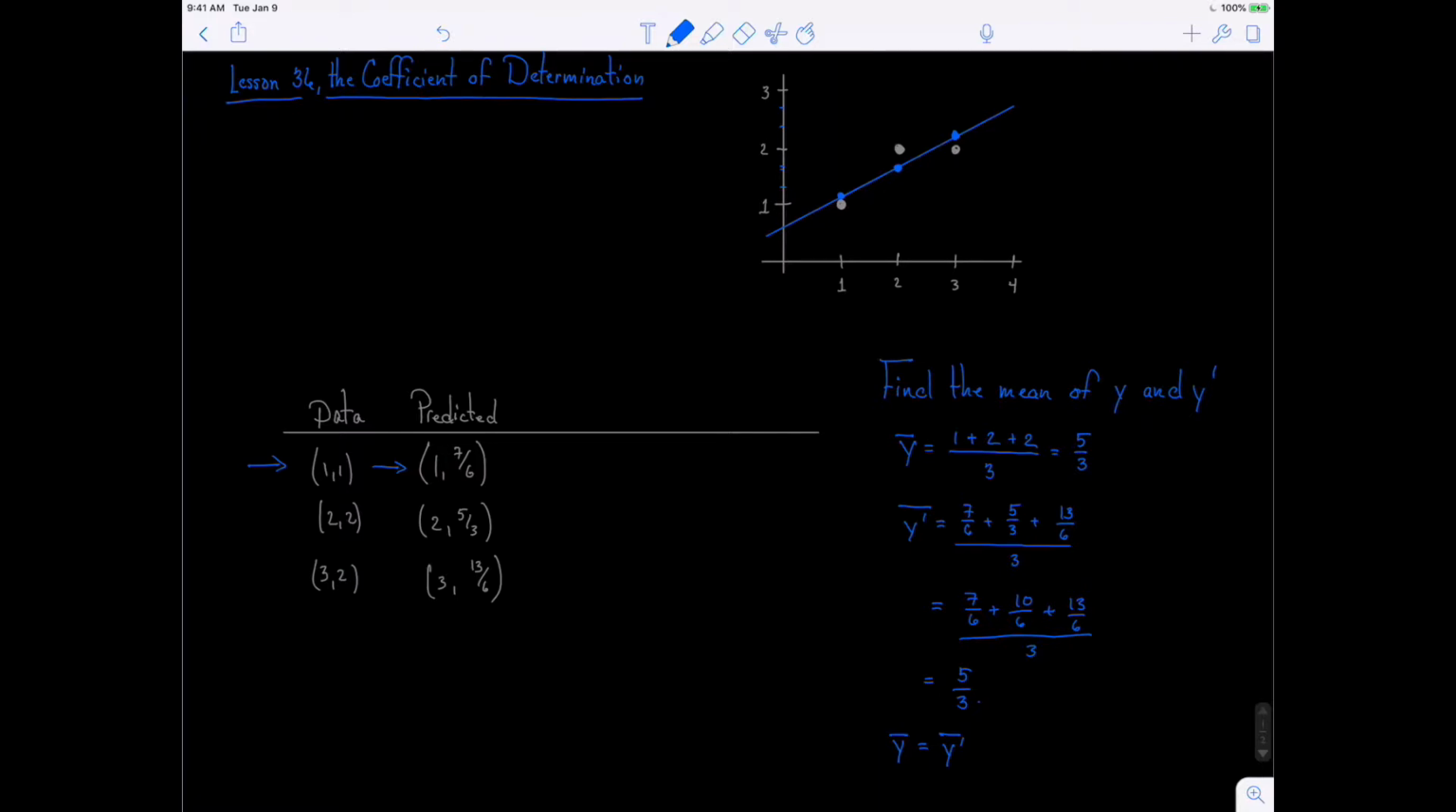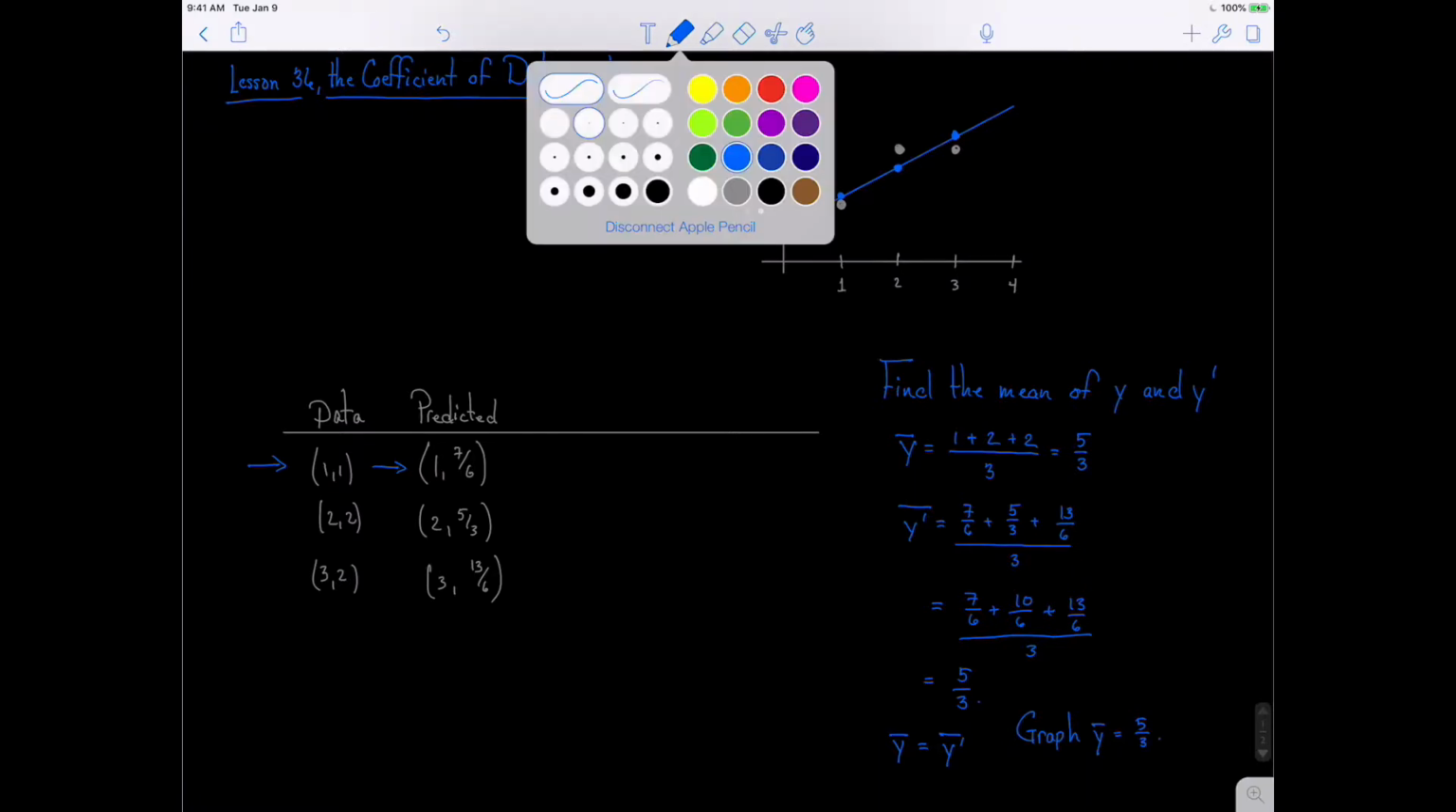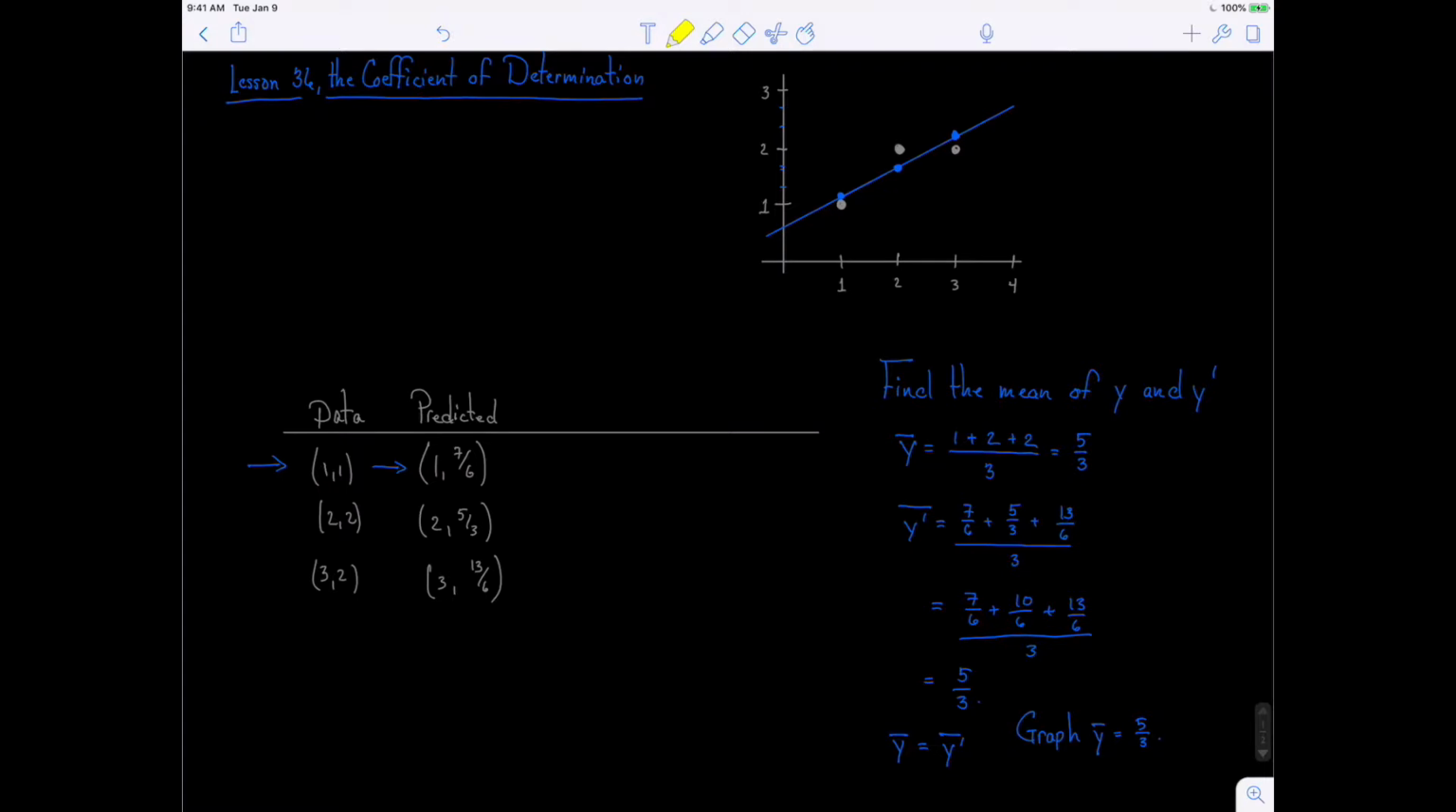Now I'm going to graph this. So we're going to graph the mean of our y's, the mean of y equals 5 thirds. And we'll do this in a different color. We'll put this in yellow. So 5 thirds is right here. So I'm going to just draw my line. And that is y bar, or the mean of y's, is 5 thirds.